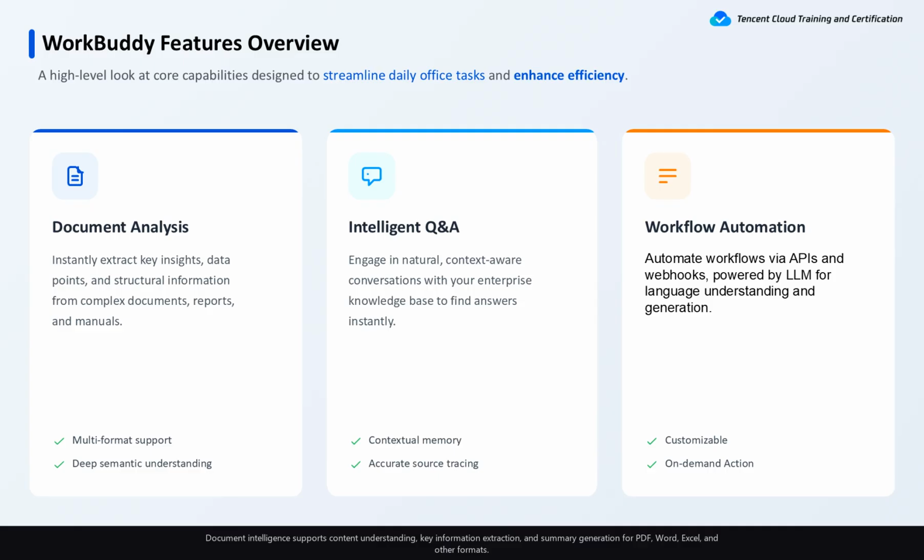Document intelligence supports content understanding, key information extraction, and summary generation for PDF, Word, Excel, and other formats. Knowledge-based management consolidates dispersed knowledge assets and enables RAG-powered precise question answering grounded in internal knowledge. Intelligent communication assistance completes high-frequency tasks, including meeting notes, email drafting, and report generation. IT system integration enables cross-system workflow automation through APIs and webhooks. Hunyuan AI serves as the underlying engine, providing stable language understanding and generation across all capabilities.